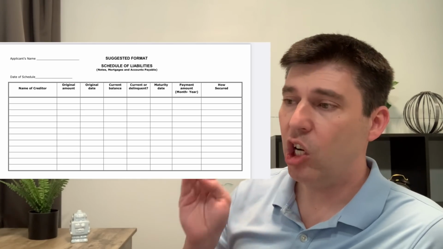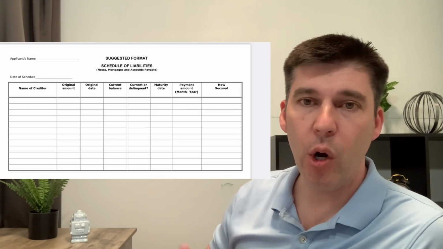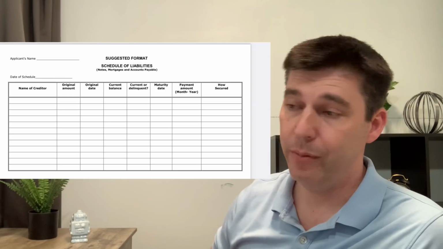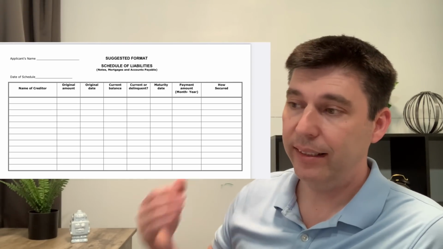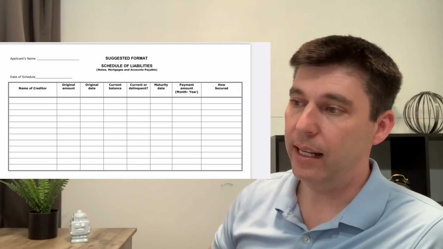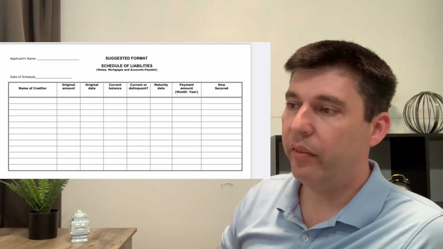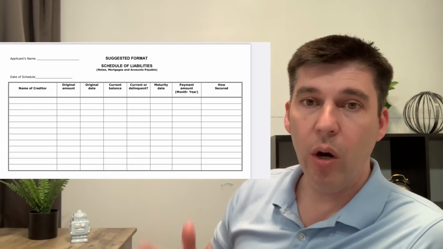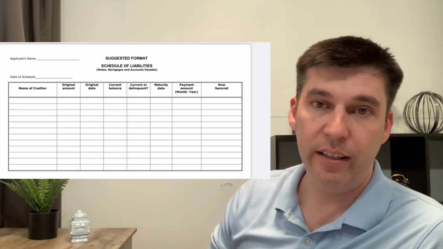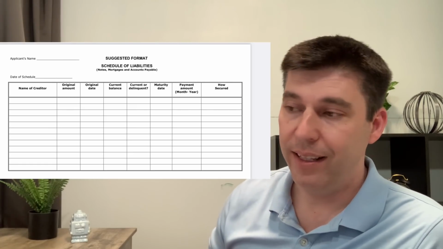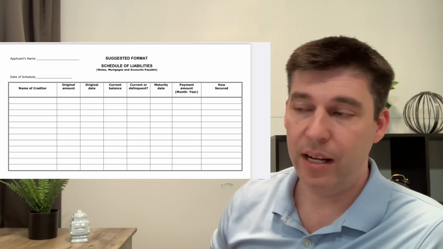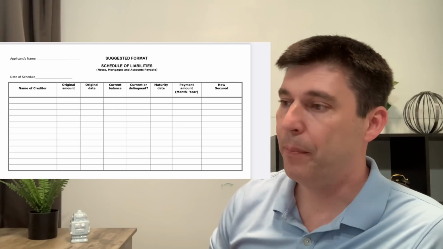In column number 4, it's asking for the current balance on that $120,000. Maybe you paid off half of it, so put $60,000 in the next column. In column number 5, write down whether you are current or delinquent on that loan. That's just basically the status. Are you on time, or not on time? You're current, or you're delinquent.